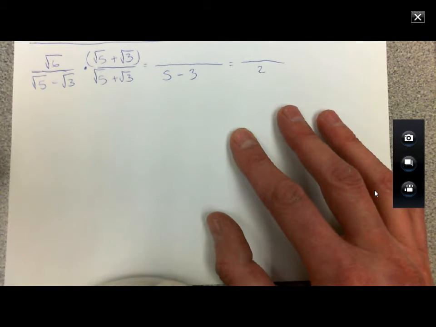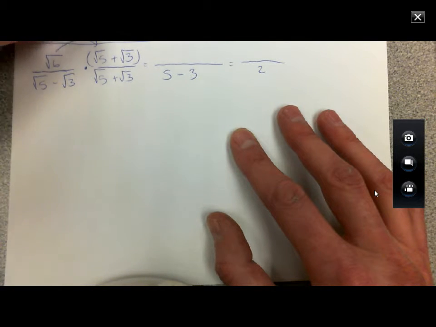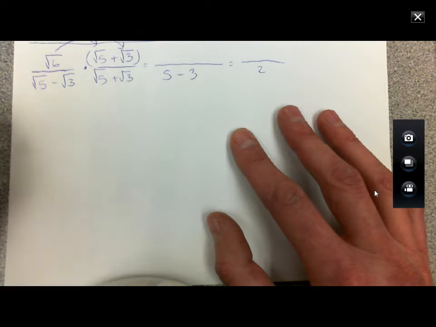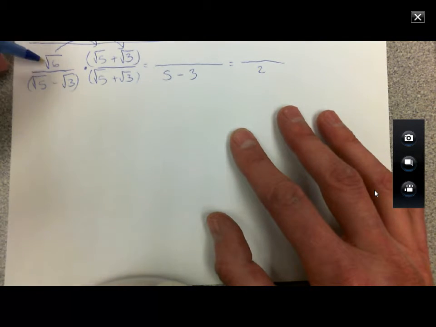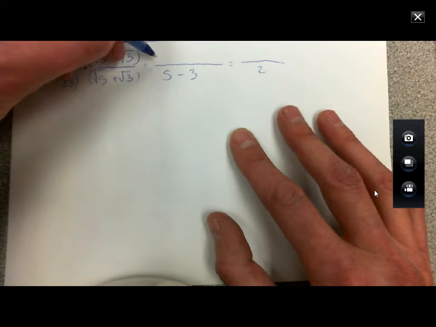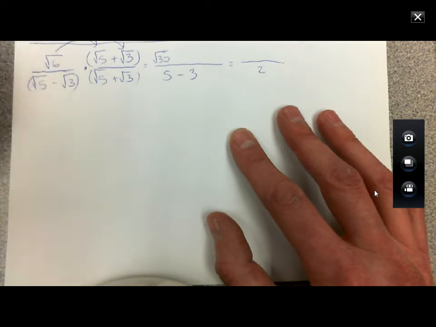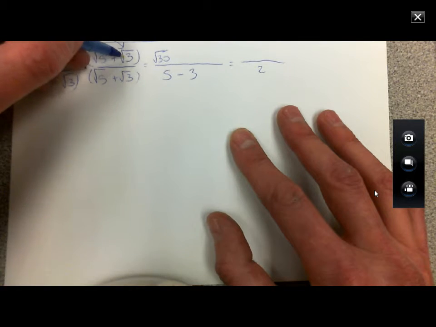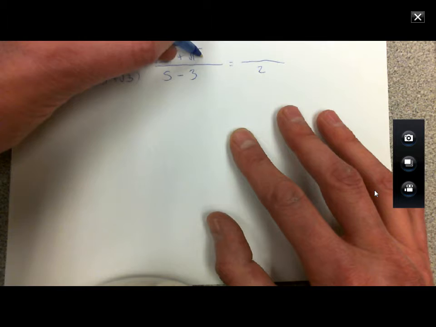I do have to distribute. So it's going to be the square root of 6 times the square root of 5, square root of 6 times the square root of 3. And these did have parentheses, even though they didn't necessarily show up. So the square root of 6 times the square root of 5, square root of 30. Square root of 6 times the square root of 3, it's a plus, is the square root of 18.